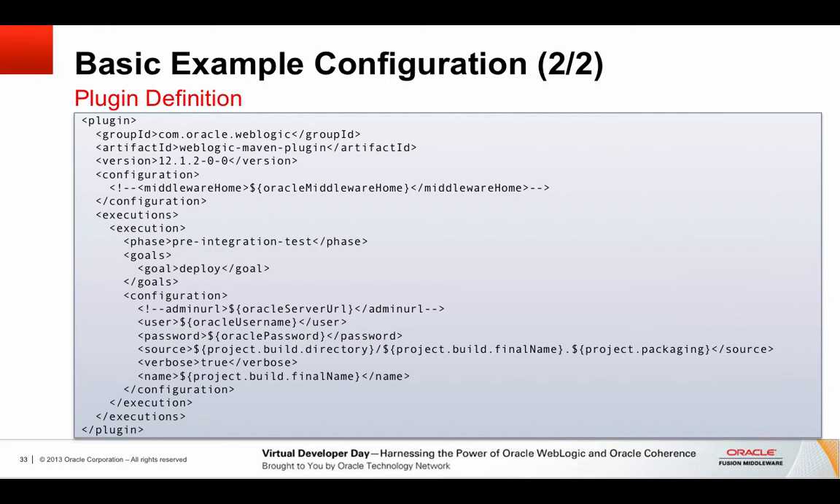And expanding the plugin section, here we can see the definition of the use of WebLogic Maven plugin. So here we can see we've specified the group ID, the artifact ID of the plugin that I want to use. I've then provided effectively an execution binding to say that anytime this project goes through the pre-integration test phase, I want to execute the deploy goal from this plugin. And when that deploy goal executes, here's the configuration that I'm going to use.